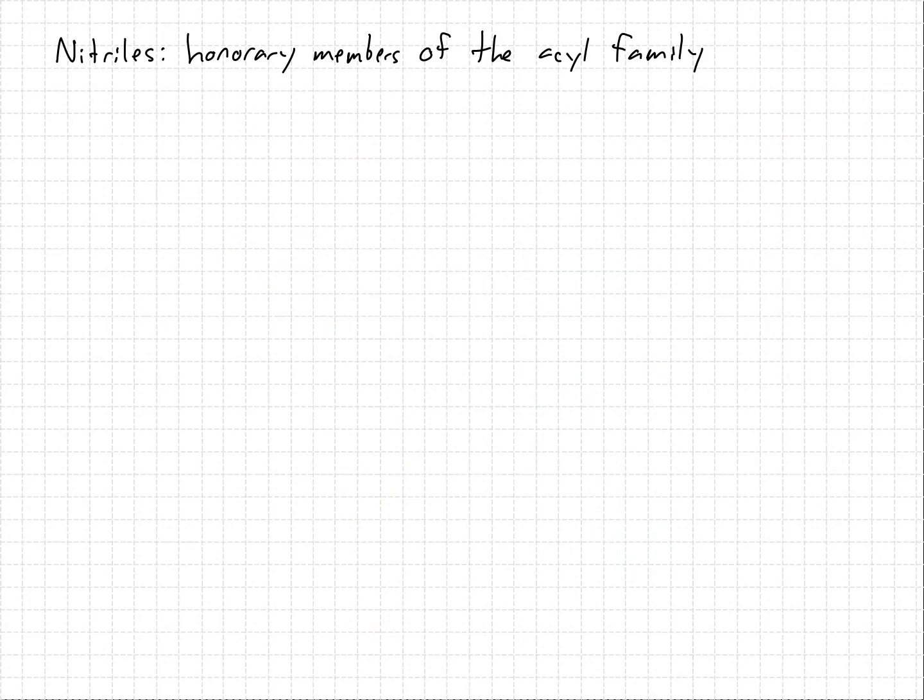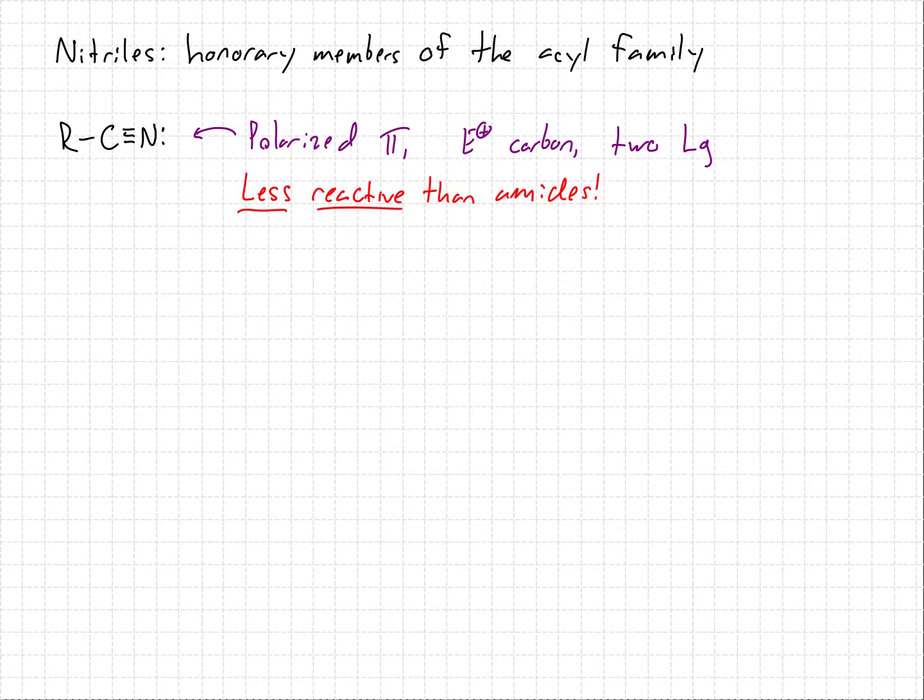Nitriles are often considered to be honorary members of the acyl family. The reason why is that they, like the acyl family, have a polarized pi bond, which leads to an electrophilic carbon, and there's two groups that can act as leaving groups. In the case of the carboxylate derivatives, we have a pi bond and a chloride ion or an OH group that can leave. In the case of the nitrile, we have two pi bonds that can leave. Nitriles are less reactive than amides.